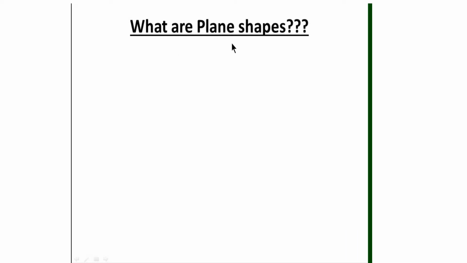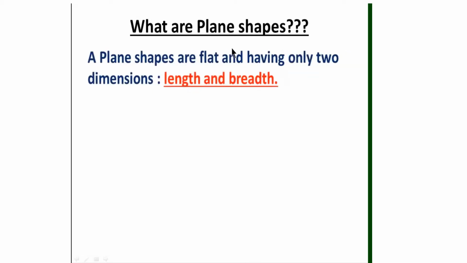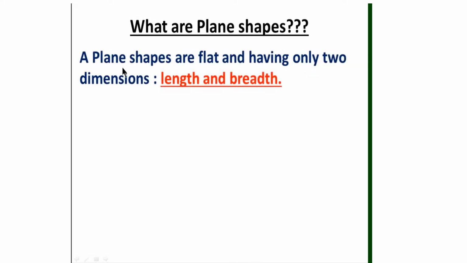Now let me tell you something about plane shapes. What are plane shapes? I told you last time, plane shapes are flat and have only two dimensions. What are those? Length and breadth. But a solid shape has length, breadth and height. Plane shapes have length and breadth only. What are some examples of plane shapes?